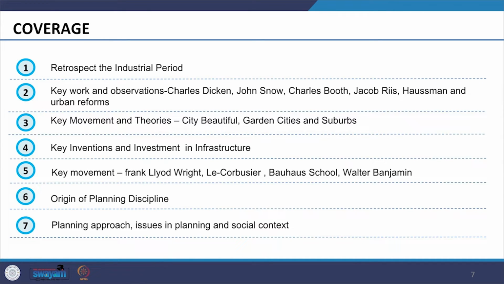Further, we will look at the key interventions and investment in infrastructure and how they influenced our life socially and economically. We will also look at the key movements from Frank Lloyd Wright to Le Corbusier, Beauvoir's school, and Walter Benjamin's theories. We will see the origin of the planning discipline. We will also review the planning approach, what issues there were in the planning which we adopted and the social context in the Western world, and at the same time we'll look at the Indian context.